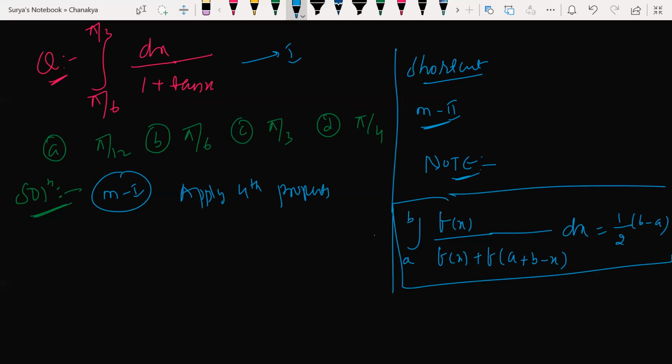So look at this. If you look at this properly, this is f of x by f of x plus f of a plus b minus x. Okay. So what we get here? First of all, how can we solve this? Tell me. First of all, let's modify the question. Pi by 6 to pi by 3. You have it in terms of tan. Let's bring it into sin and cos.